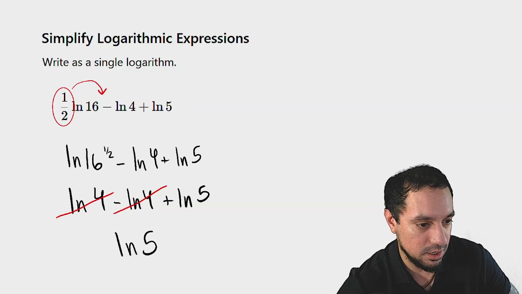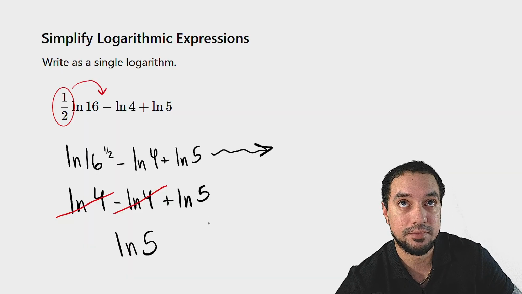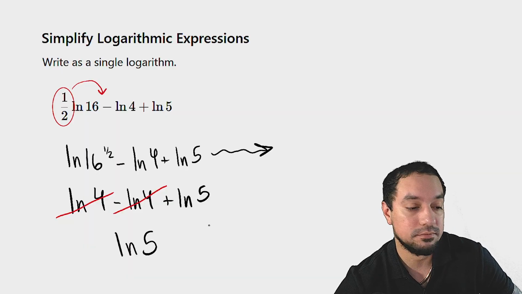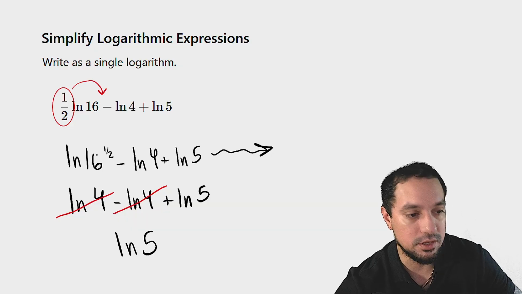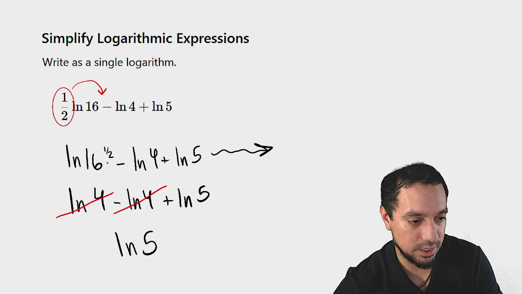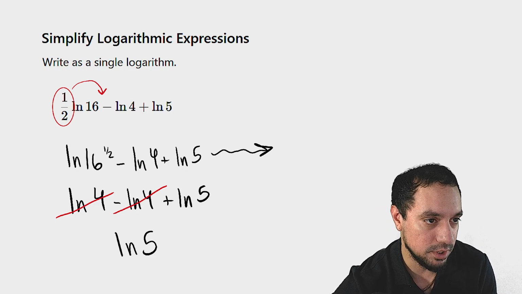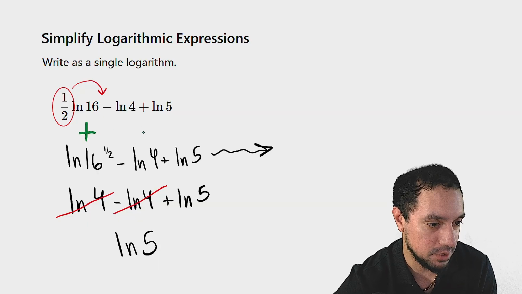Let's suppose that I did this step differently right here. Let's say that I didn't know what the square root of 16 was, and so let's act like I didn't do that step. So what we would end up with are a positive term here, a negative term here, and a positive term here.